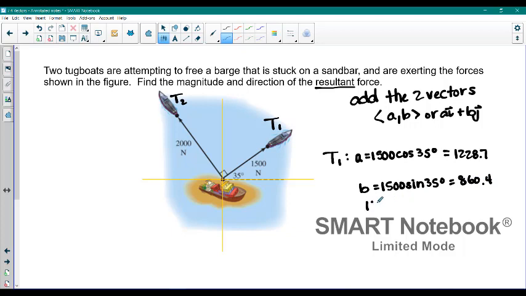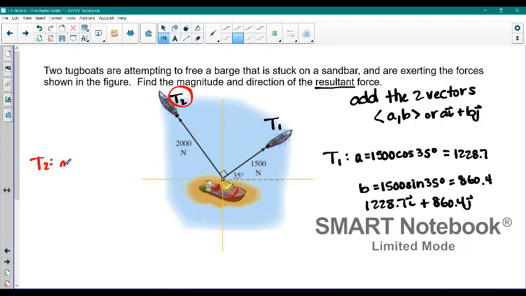I'm going to write that in terms of I and J: 1228.7 vector I plus 860.4 vector J. Now let's come over here and do tugboat number 2.